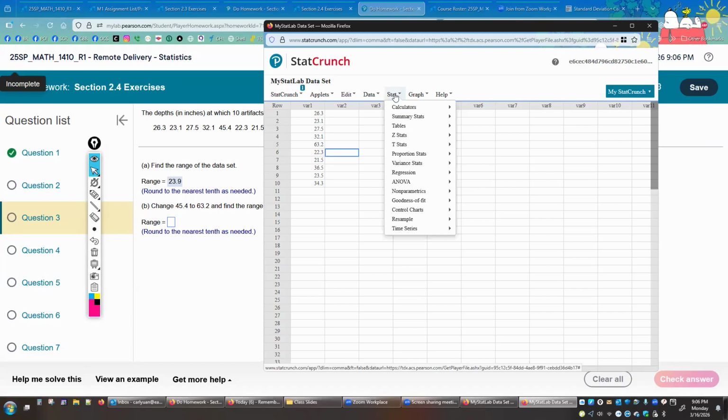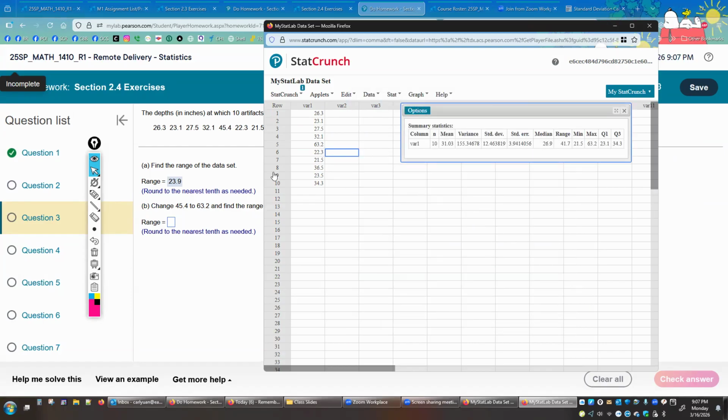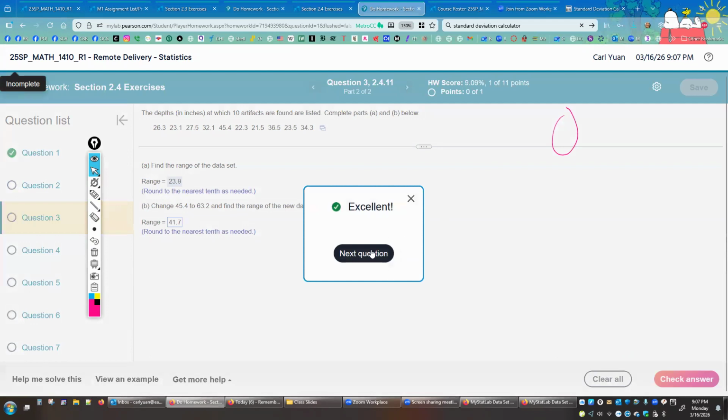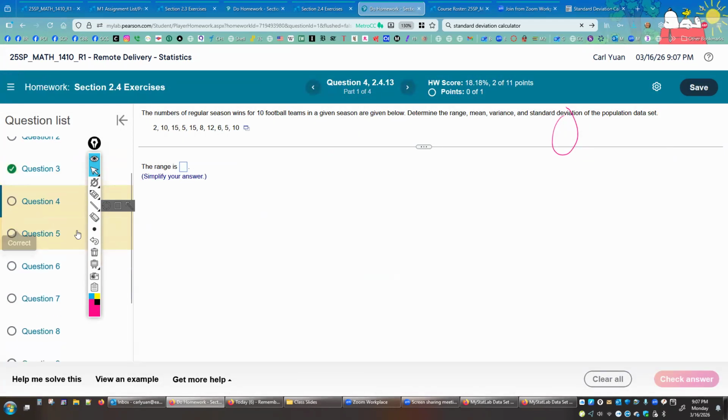So Stats, Summary Stats, Columns, var1, click on var1, and then click on Compute. The range now changes to 41.7. All right. Okay, good. Let's do number 5.